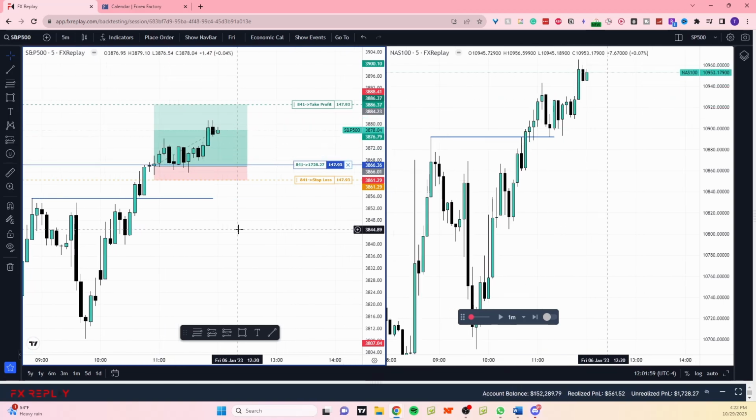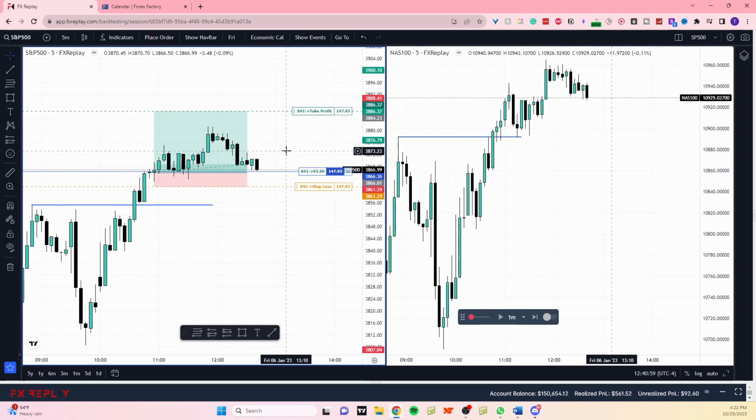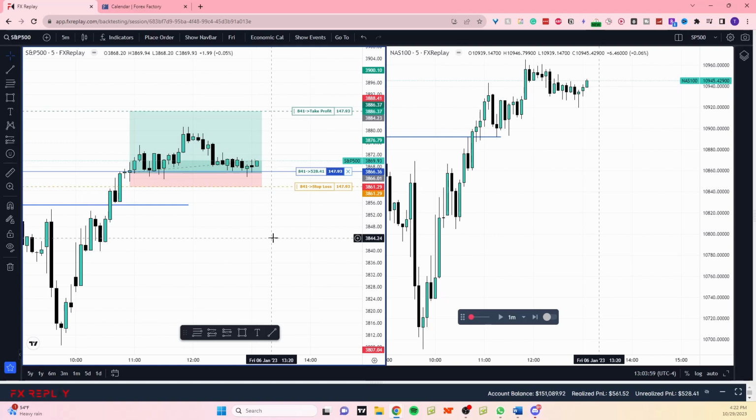So the rules are you can't trail your stop until 12:25. And by that time, it already had retraced. 12:25 sometimes does a little bit of a stop hunt.